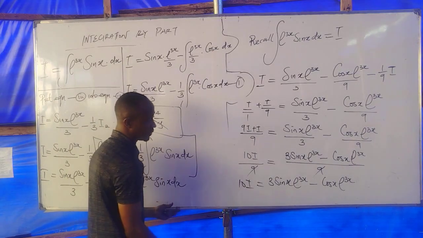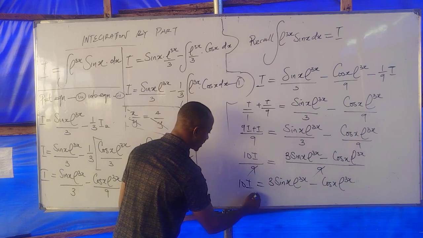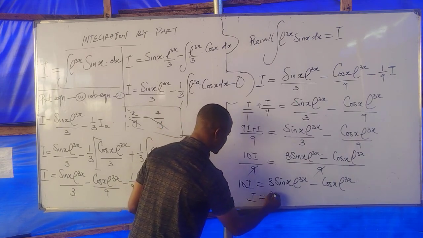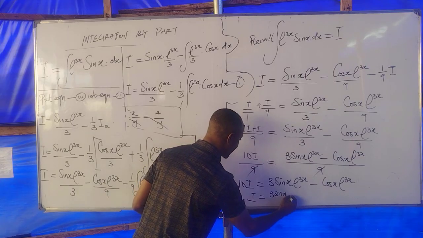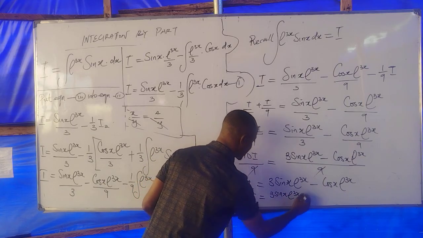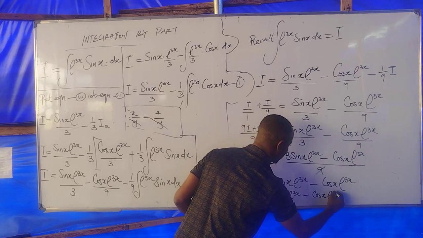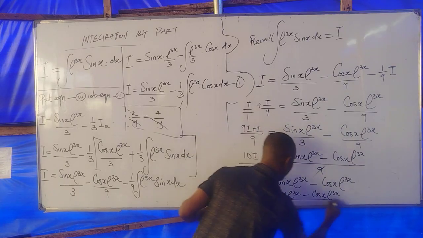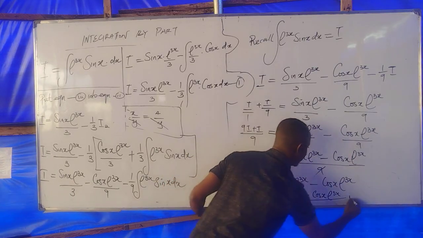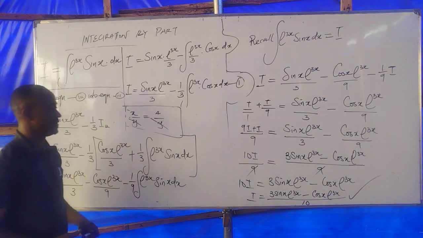Okay, when we do that, what do we have? Our answer becomes what? I equals to what? 3 sine x exponential 3x minus cos x exponential 3x, divided by what? By 10. Final answer.